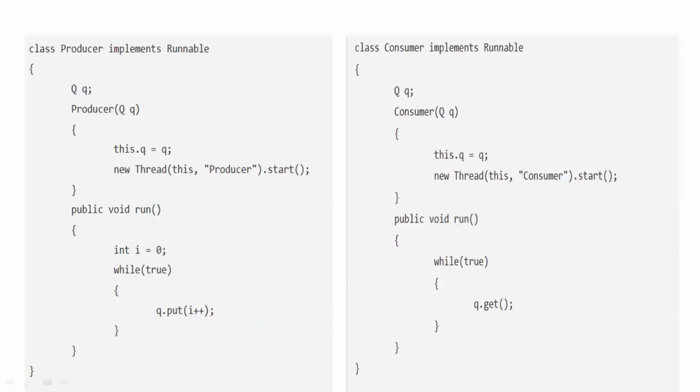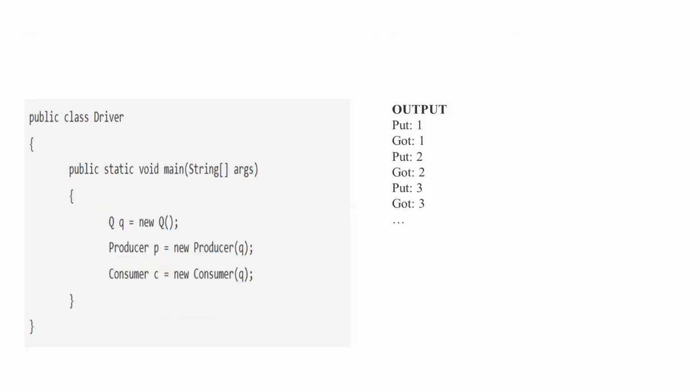Next, the producer. This is anonymous, only creating an object equal to new Thread. Thread t equal to new Thread with this and producer, and then start, so you can have this execution. While true, q.put(i++). For put alone, you'll be incrementing. You'll get output like put 1, put 2, got 2, put 3, like this, with the value incremented.